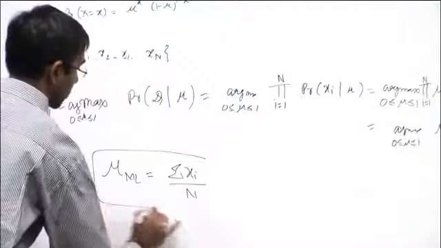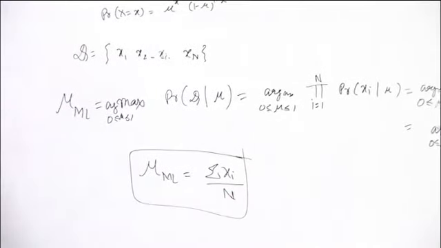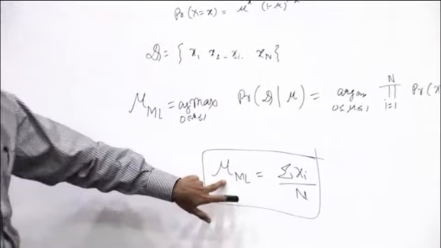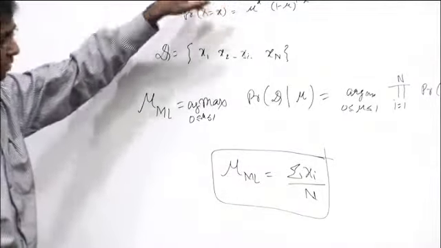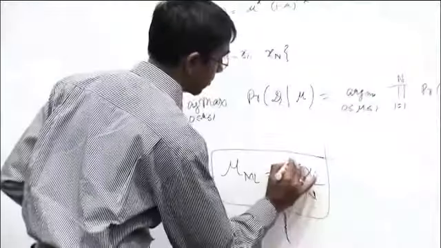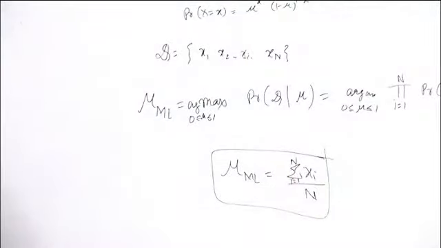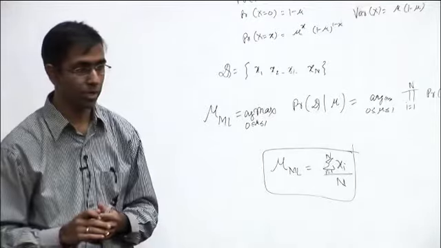That is the maximum likelihood estimate for my mu, which is essentially the probability of me getting head, given by summation xi, i goes from 1 to n, divided by n. That is, I'll just measure on average how many heads I've got, and that will be my probability of getting head.